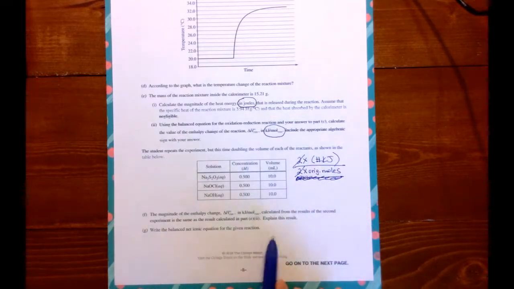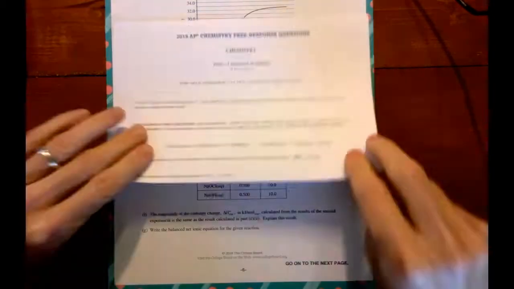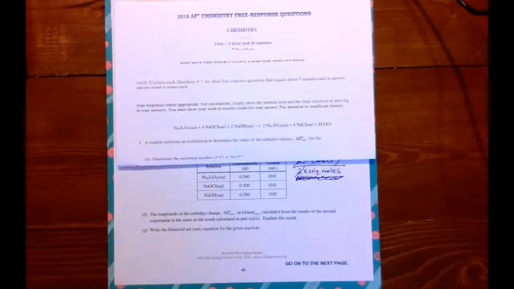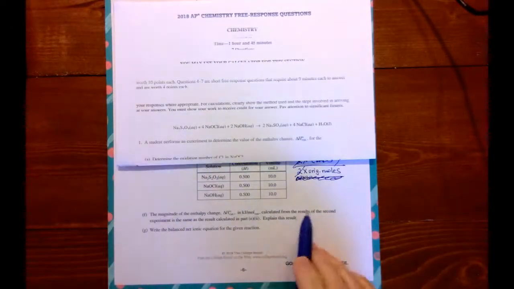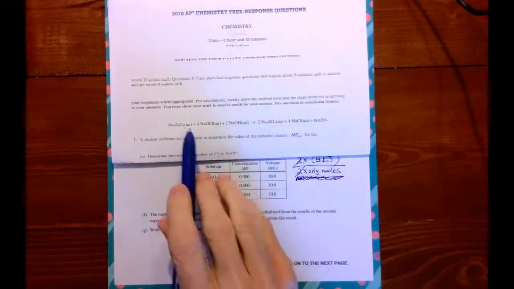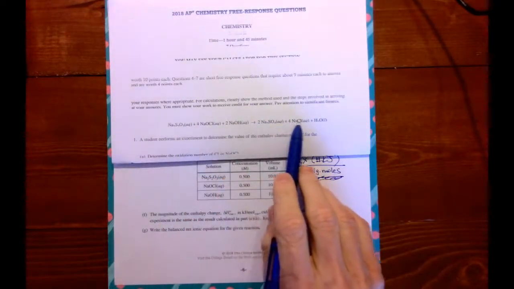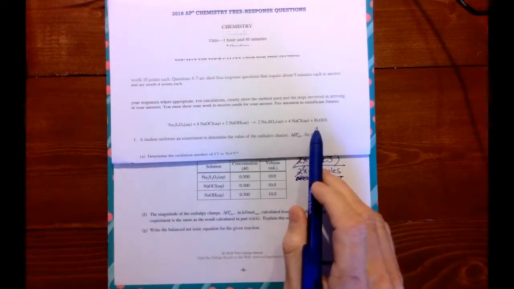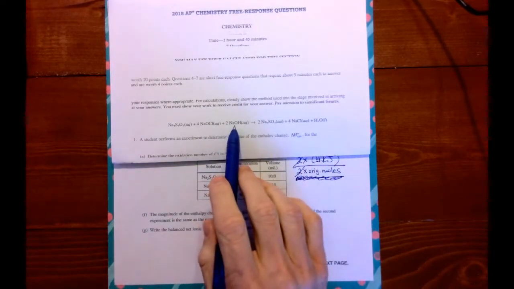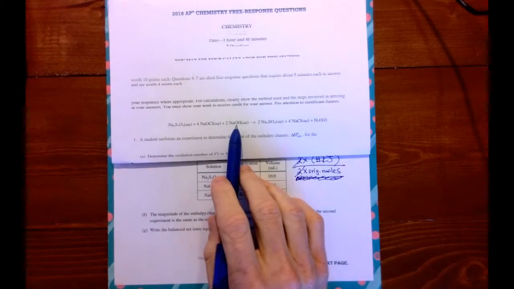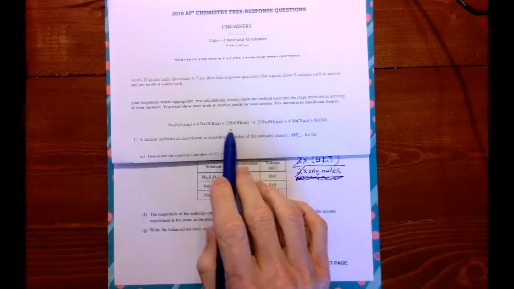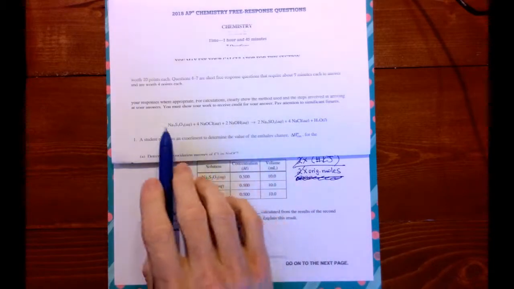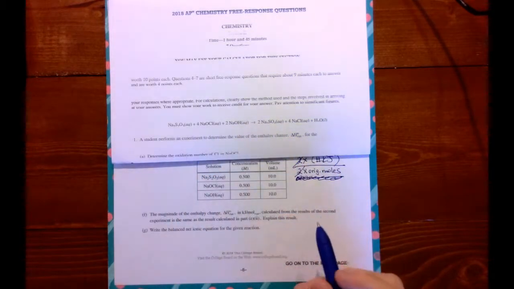And now it wants the balanced net ionic equation for the given reaction. So if we come back and look at the original reaction, net ionic, we have practiced this in class. Anything that is aqueous and ionic, we break up. If you recognize an acid or a base, if it is a strong acid or a strong base, we break it up. Well, sodium hydroxide is a strong base. We're going to break it up. Everybody else here is aqueous.